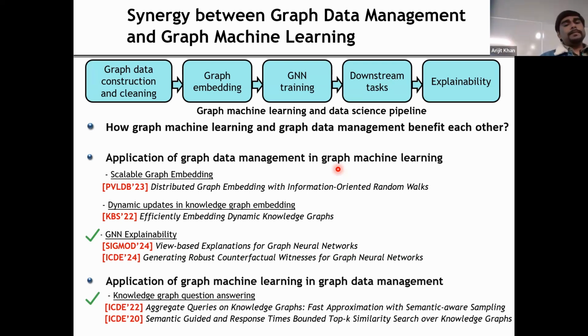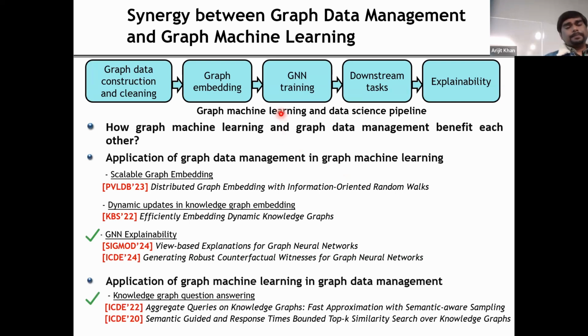So if you think of the machine learning task over graph data, then the graph data actually go through a number of steps before the actual machine learning model can be applied on them. The first step is, of course, creating the graph out of raw data, which could be text, table, etc. Then you need to clean it, you need to augment it, right? Maybe there is some noise, mislabels, etc.